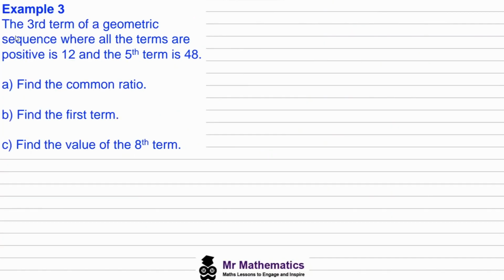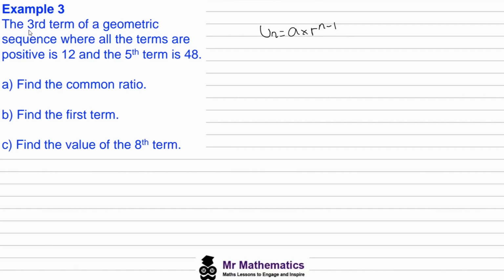In example 3, we're being told that the 3rd term of a geometric sequence where all the terms are positive is 12 and the 5th term is 48. For part A, we've been asked to find the common ratio. So we'll begin by writing down the nth term of a geometric sequence. Un is equal to A multiplied by R to the n minus 1.